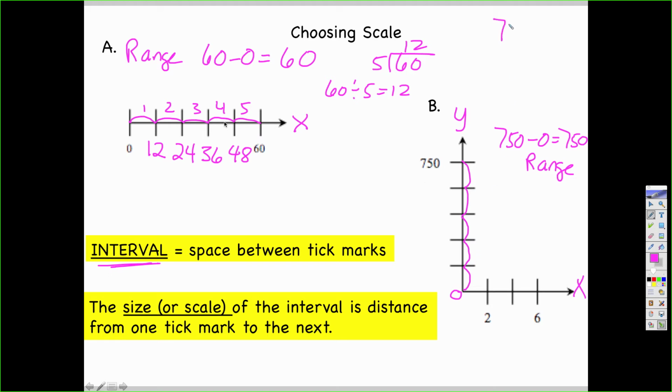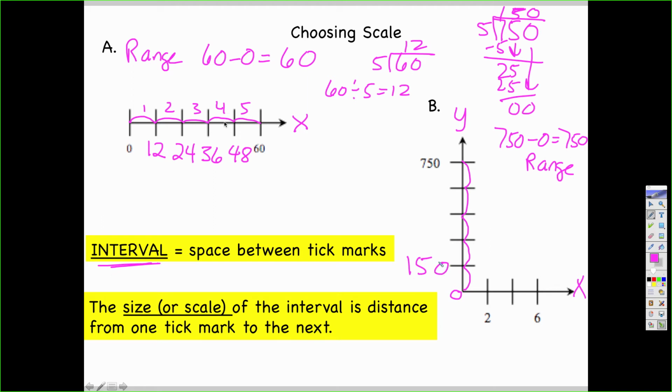So we're going to take 750 and divide by 5. 1 times 5 is 5, subtract, bring down our 5. 5 times 5 is 25, and we have 0. So this 0 is important. So what this is telling us, our range was 750. We had 5 intervals. So when we divide, each interval is going to be 150.